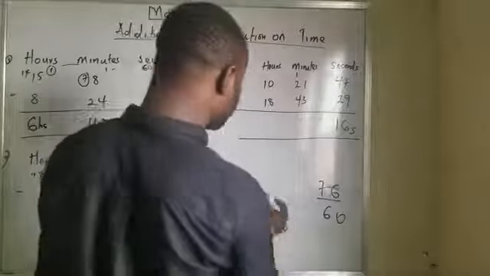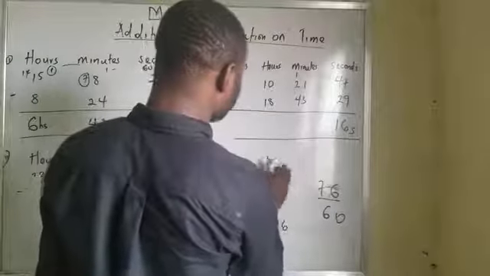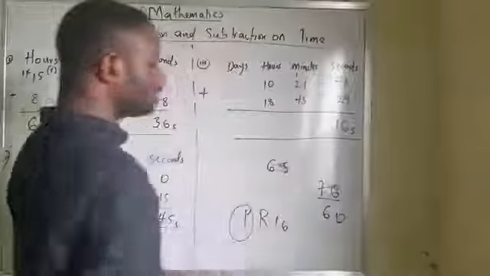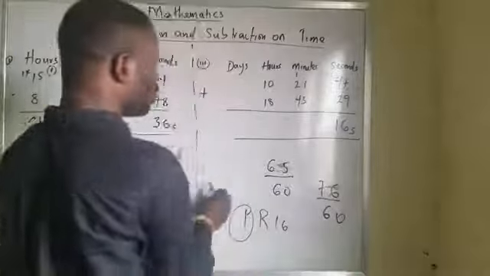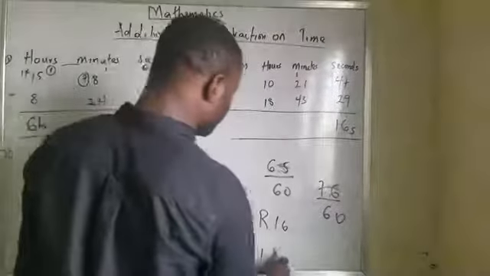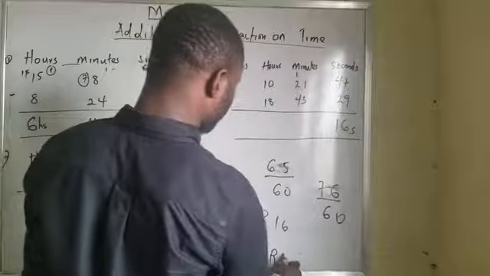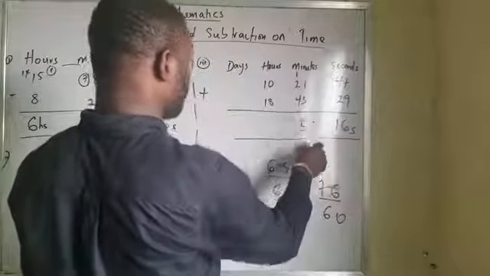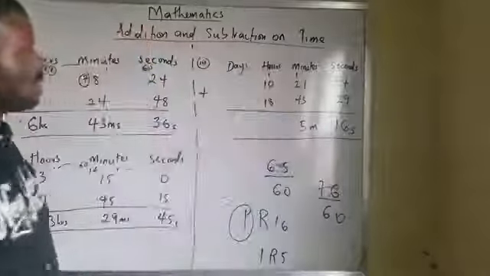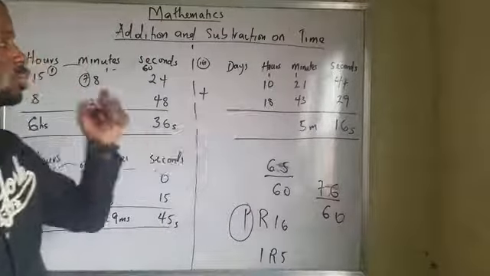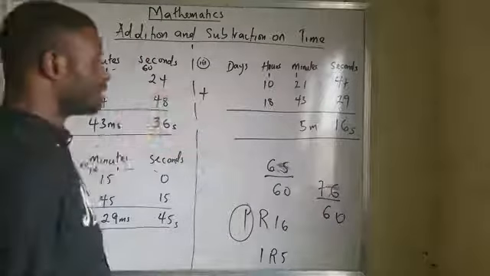Now, I have 65. 65 is more than 60. I will divide by 60 also, which is going to be 1 time, remainder 5. It means 5 minutes, and that number will be added to this one. Now, this plus this, that will be 28, plus 1, that will be 29.